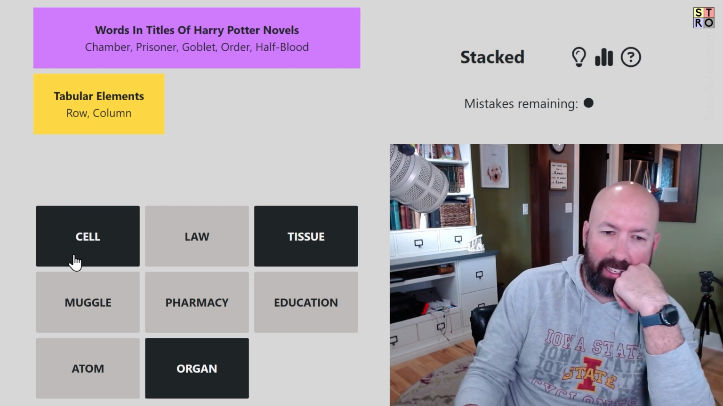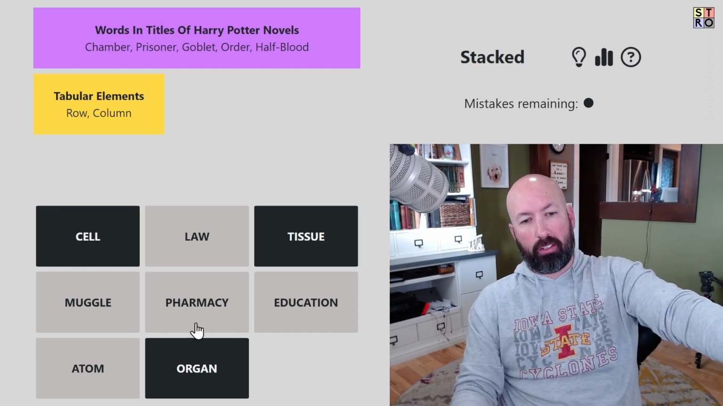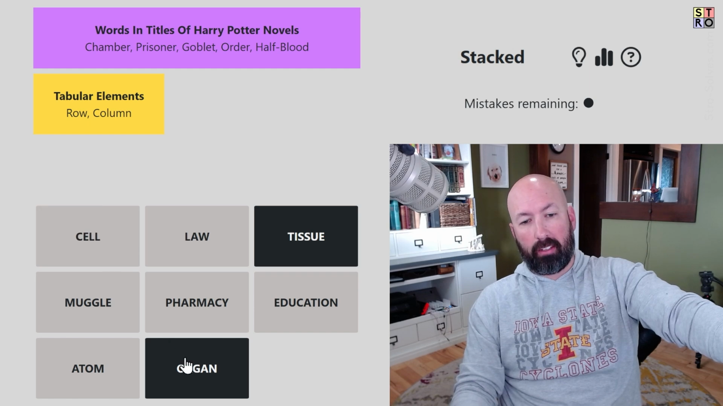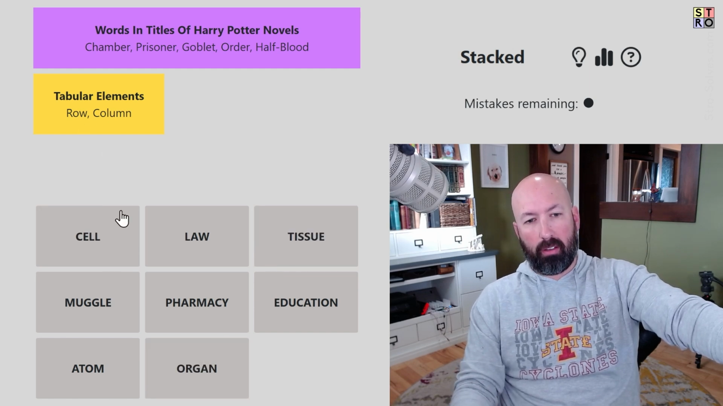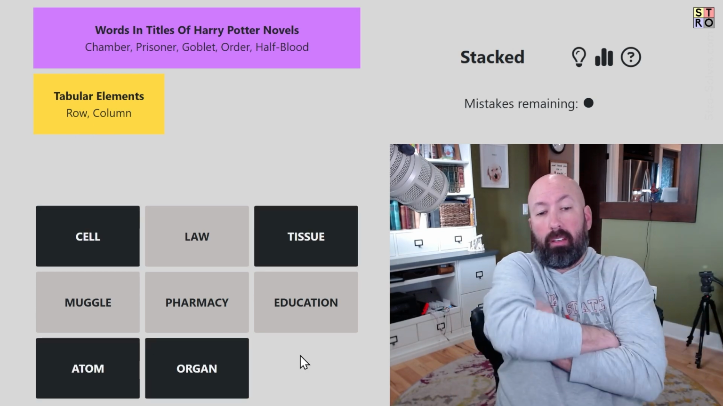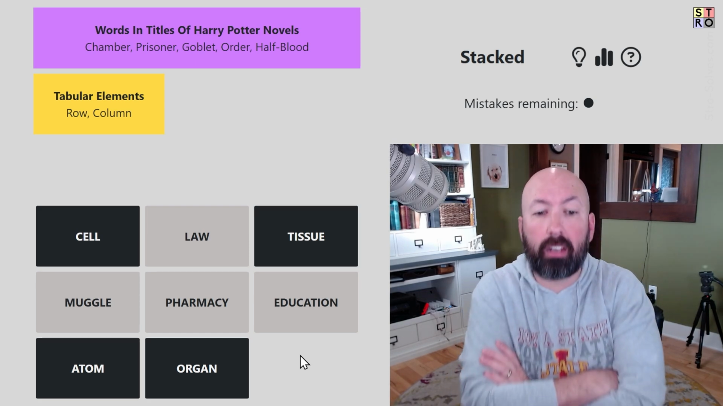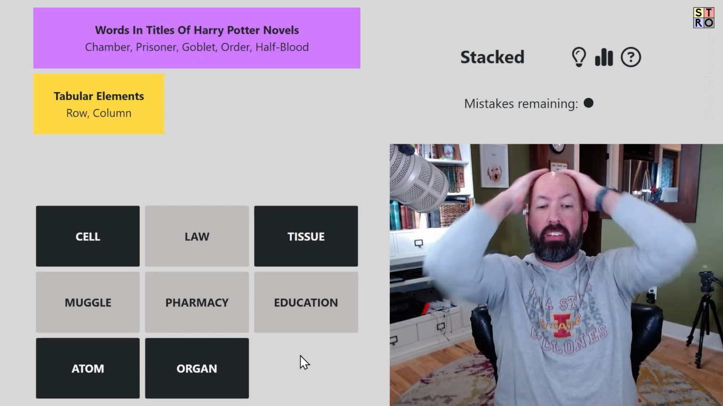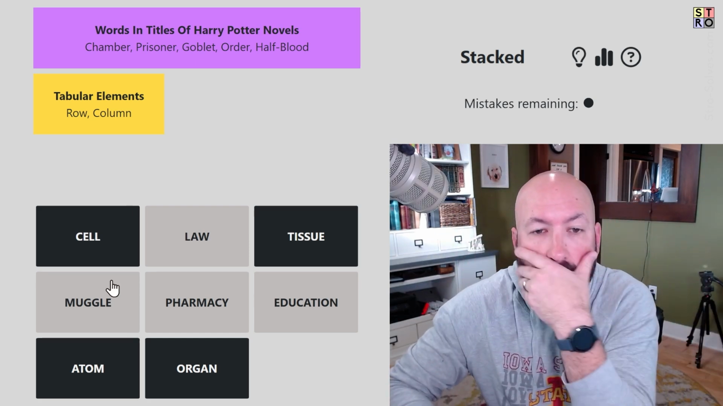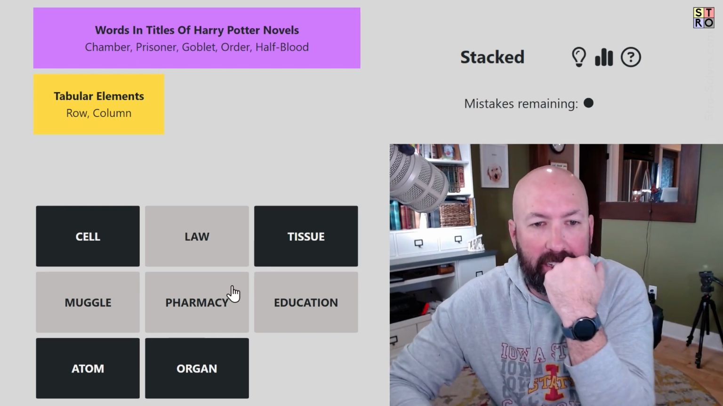Unless that's not right. So maybe this isn't right then, because you could swap them around. So cell, organ, tissue, and atom, maybe. And then Muggle can be its own category. That makes so much more sense. It doesn't fit with the others. It's its own thing. I'm trying to figure out how it fits with something else, and it doesn't.